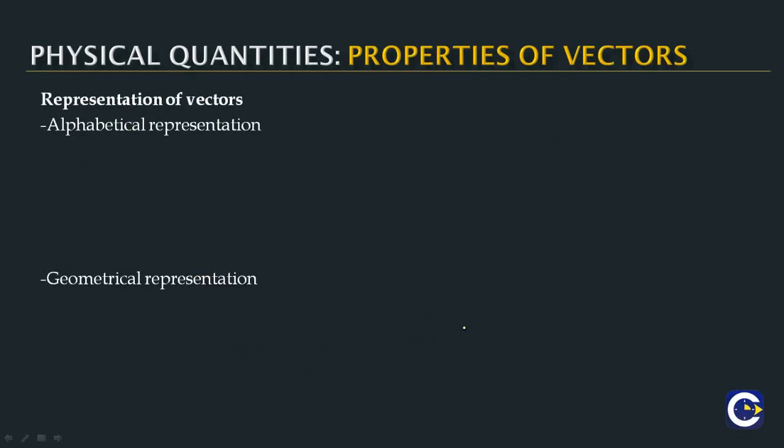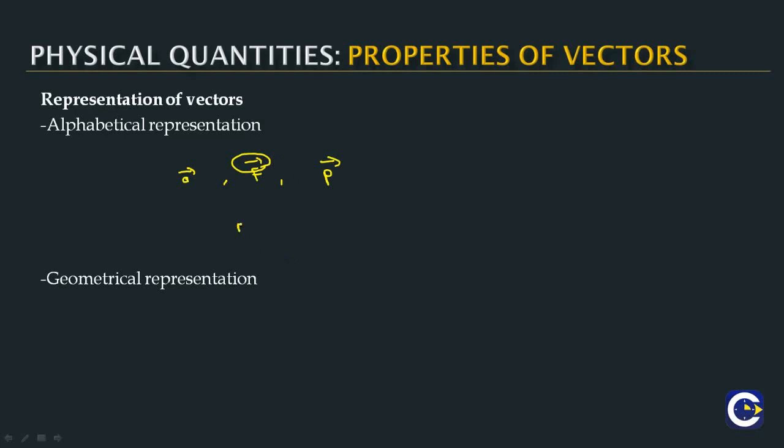Let us look at how we go about representing them. There are basically two broad ways of representing a vector. One is the algebraic representation. Say, for example, I want to represent acceleration, I'll put A bar. I want to represent force, I'll put F bar. I want to represent linear momentum, the symbol for linear momentum is small p. So a vector can be represented by simple algebraic representation. The only thing is we'll keep a bar above it. That is the representation of the vector.